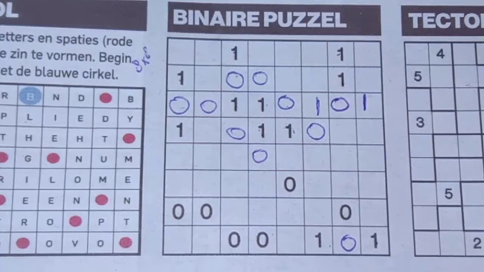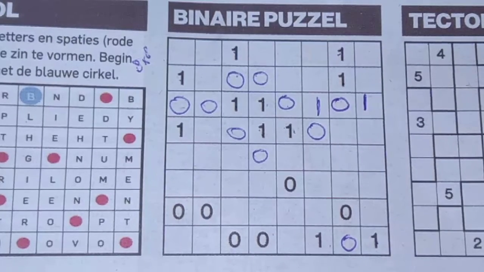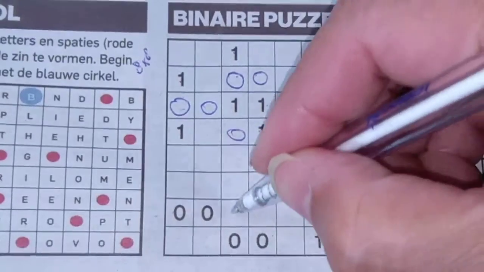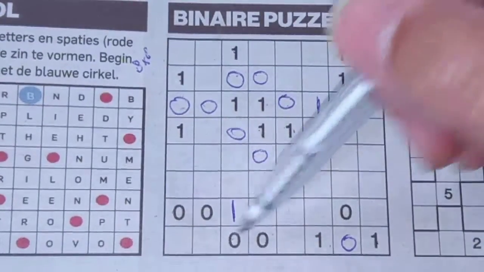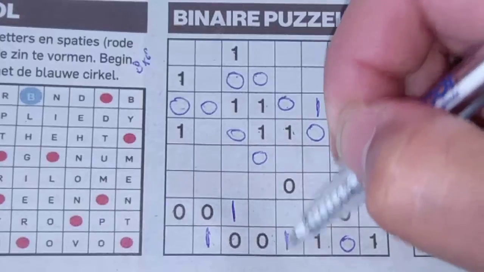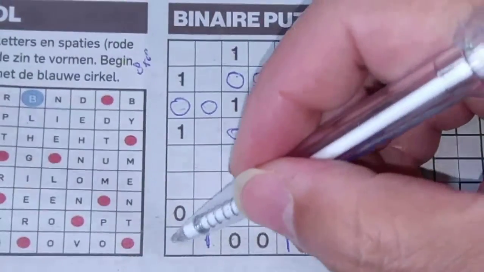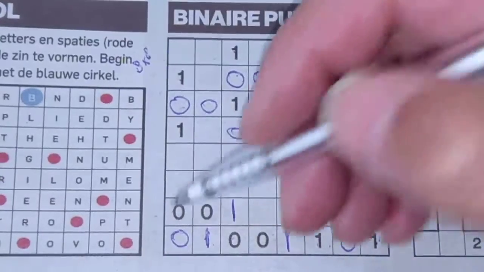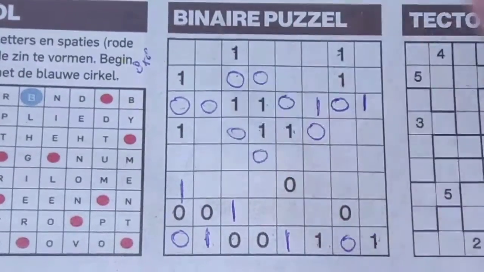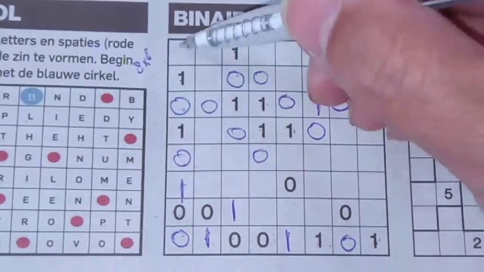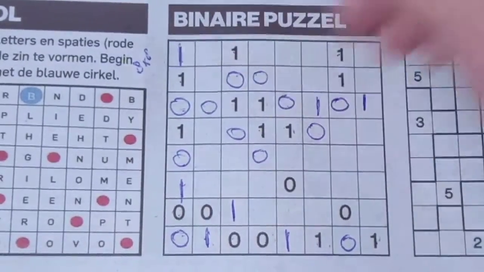Then double O here and 1, there 1. Double O here and 1, there 1. 4 ones, so the rest are O's. Double O here and 1, there 1. Between 2 ones comes an O. We have now 4 O's, so the rest are ones.